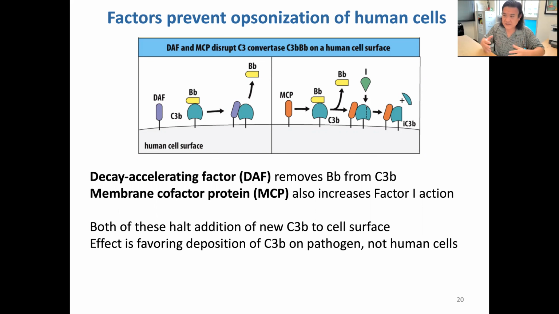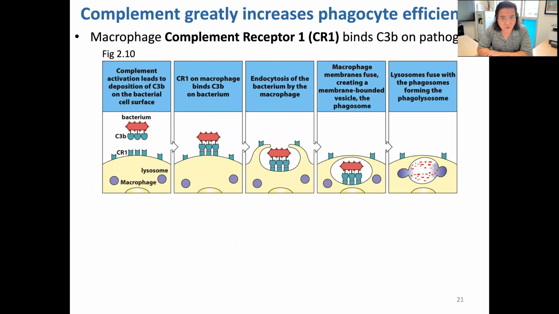Well, we have certain proteins that are made by our own cells to discourage them from being opsonized. So decay accelerating factor, you can see here, this purple thing removes the yellow Bb part from the C3b, right? That would slow things down. Or this membrane cofactor protein, over here, actually attracts factor I to come and cleave and break up the C3b. Again, slowing things down so that your own healthy cells of your body don't get improperly opsonized and targeted for destruction. Right. This is the last slide for today because I know I'm going over time.